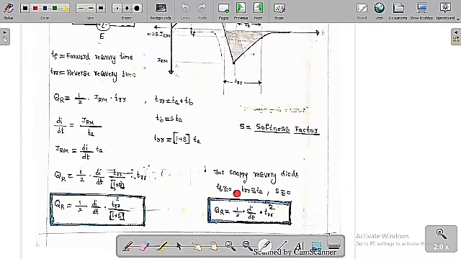If TB is nearly equal to 0, then definitely we can say TRR is nearly equal to TA, or S is nearly equal to 0. So if you substitute S equal to 0 in this equation, we get QR equal to half into dIA/dt into TRR square. So this is the equation for a snap recovery diode.